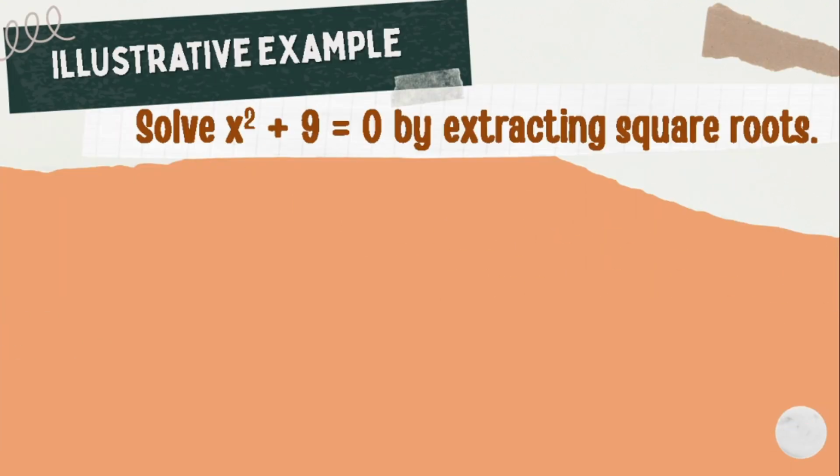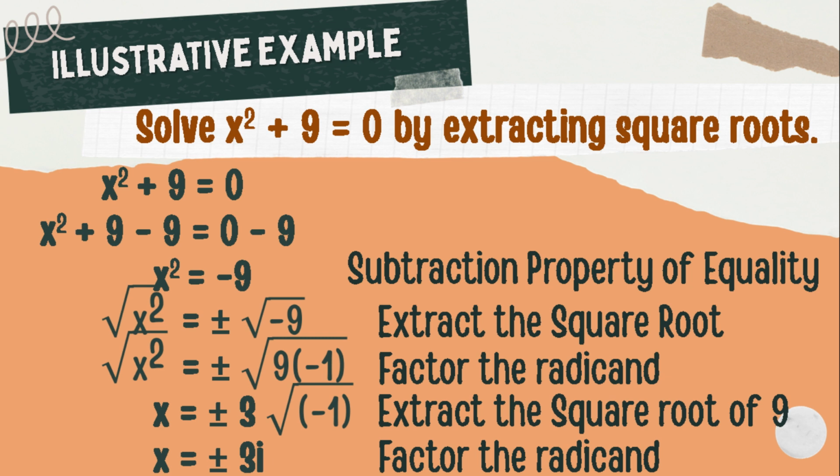Another example, solve x squared plus 9 is equal to 0 by extracting square roots. Solution: subtract 9 from both sides of the equation to isolate the x squared term. Now, you want to isolate x on the left side of the equation. To do this, take the square root of both sides. Remember that when you take the square root, you need to consider both the positive and negative square roots. However, the square root of a negative number is not a real number. It is a complex number. The square root of negative 1 is represented as i in the complex number system.